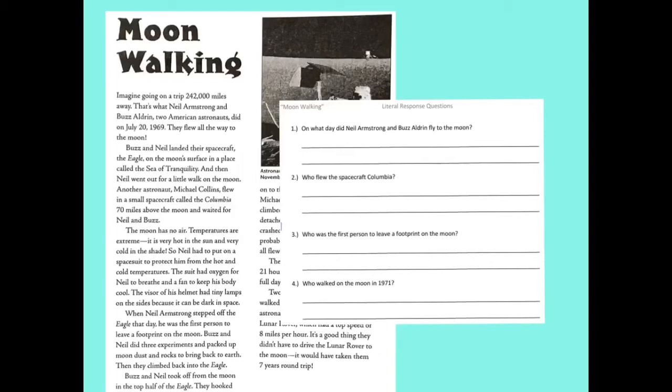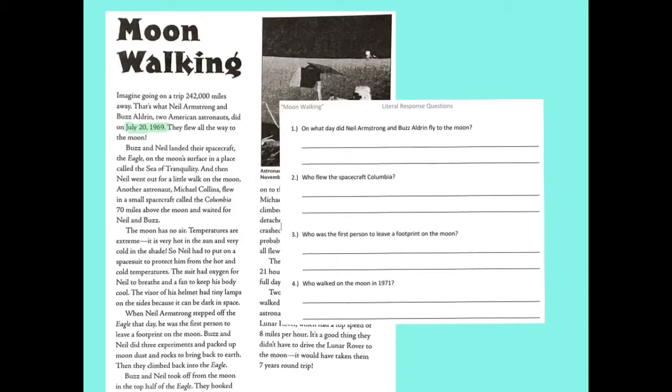If I go back into my article, in the very first paragraph, I am going to look for the answer to that question right here. Imagine going on a trip 242,000 miles away. That's what Neil Armstrong and Buzz Aldrin, 2 American astronauts, did. When did they do it? On July 20th, 1969. They flew all the way to the moon.